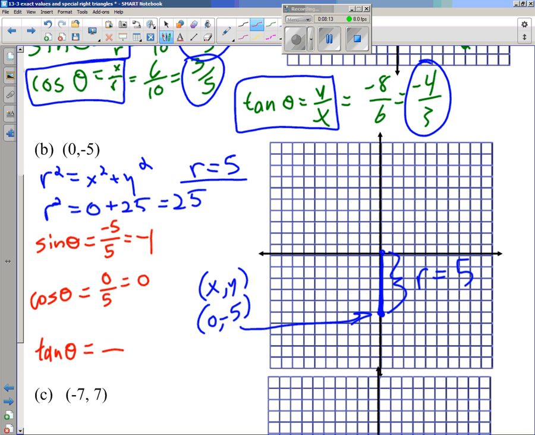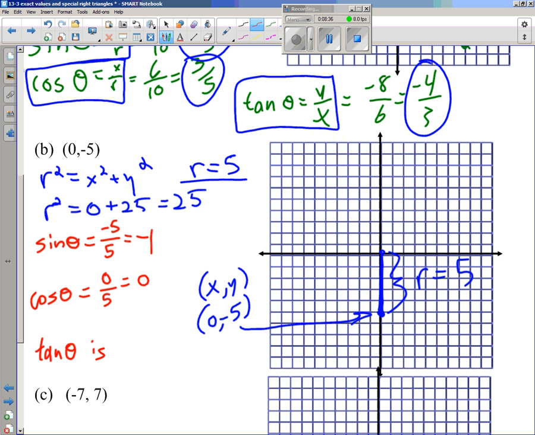I'm going to write something bad here for a second. y is -5, x is 0. Can't divide by 0. So I'm not even going to leave this up here because it's so wrong. What is wrong? You can't divide by 0. So you just have to say tangent is undefined.